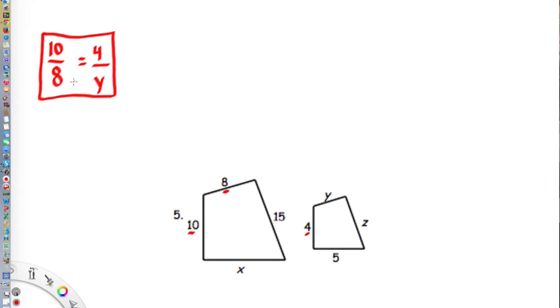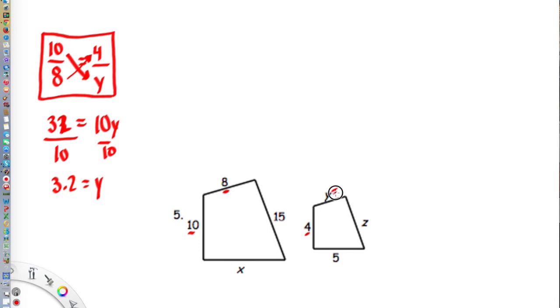I'm saying these two ratios are equivalent to one another, and I then can figure out what y is by saying that the cross products are going to be equal to one another. So 8 times 4 would be 32, and that will be equal to 10 times y, which is 10y. To solve for y, I need to divide both sides by 10, and I'm going to get 3.2 is equal to y. So y, this side right here, is 3.2. That's the first one.